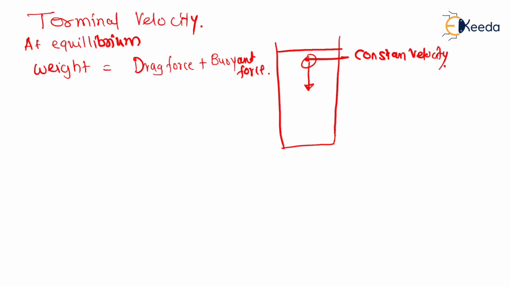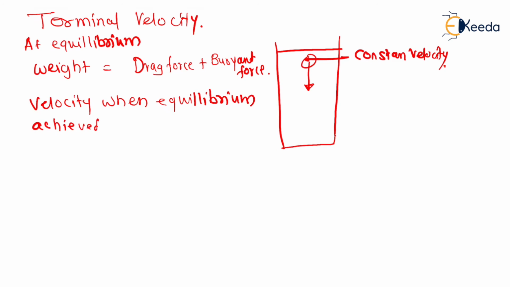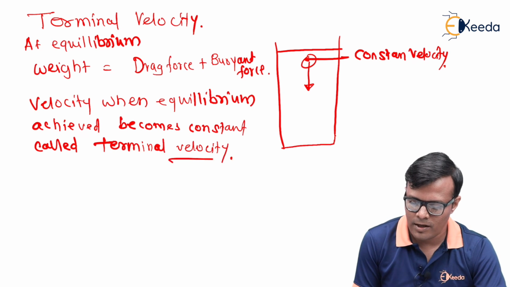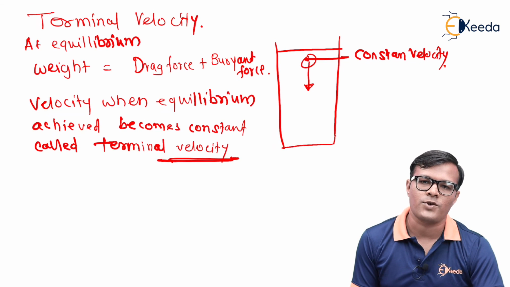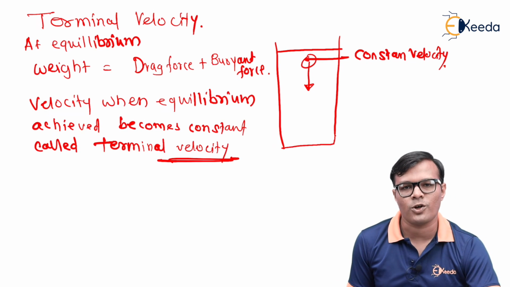So the velocity when equilibrium is achieved becomes constant, called terminal velocity. And this terminal velocity was considered in case of Stokes law. That's all. Thank you.